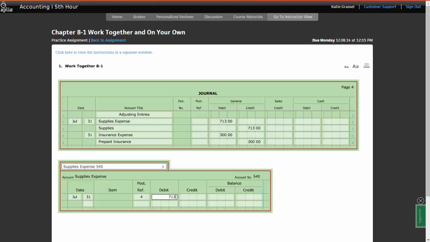I don't make my matching debits and credits equal. I just really take it from my journal and put it on my ledger. So the individual amount of the transaction here is $713. My previous balance in supplies expense was what? Before I did any of this, my balance was 0. So if I have 0 and I debit it $713, what's my new balance? $713 as a debit.